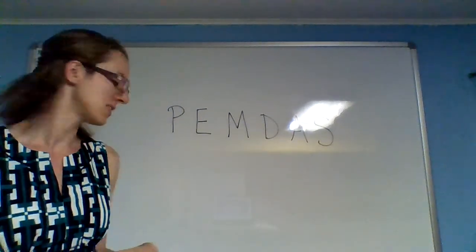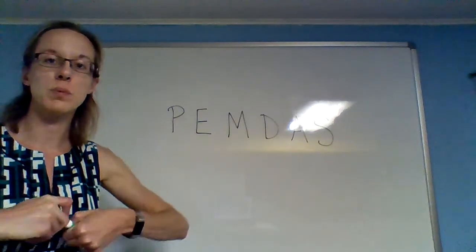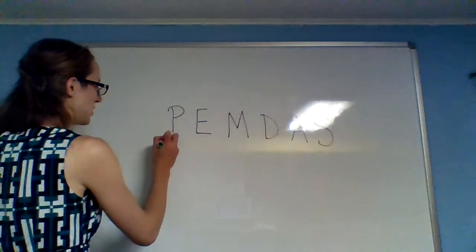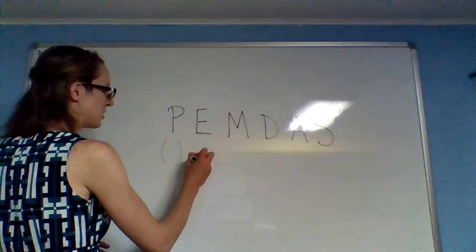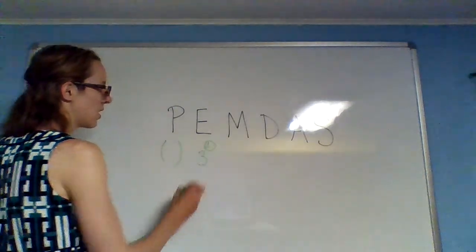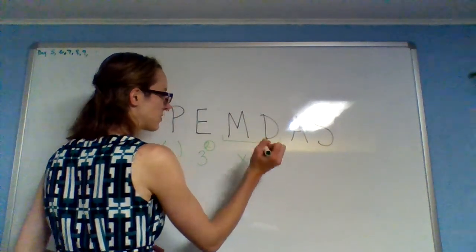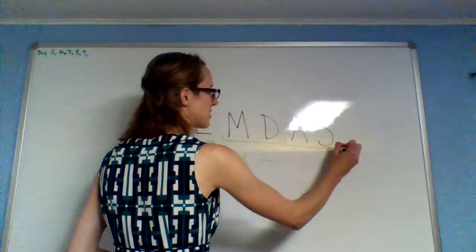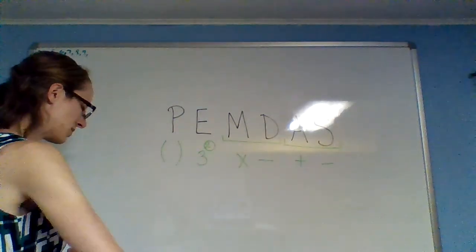Well, PEMDAS stands for our order of operations, and it tells us that when we're working out a problem, we need to do everything in parentheses first, we need to do exponents second, then we need to look for things that we're multiplying or dividing, and the last things that we do are to add and subtract the numbers.